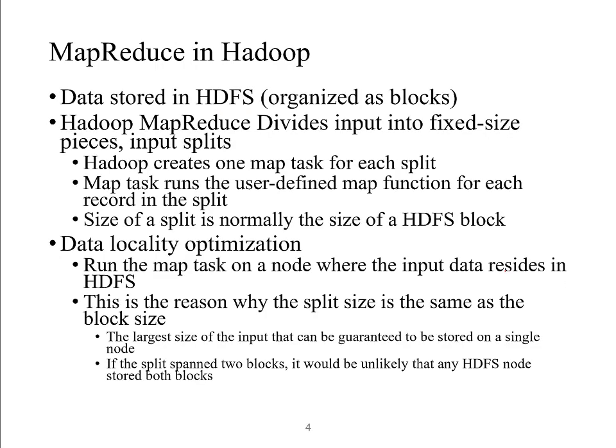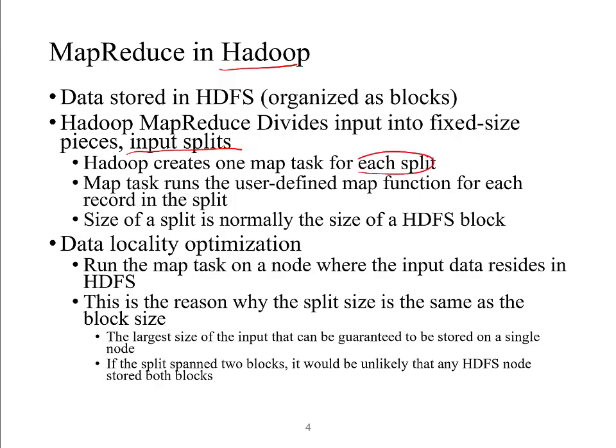Right. So that is the concept of map and reduce. Now let's look at MapReduce in Hadoop first. So in today's class, we probably will still spend some time on Hadoop. So for MapReduce in Hadoop, the data is stored in HDFS, right? Organized as blocks. We have discussed a lot about this, right? So in Hadoop, MapReduce divides input into fixed size pieces, or say the input splits.